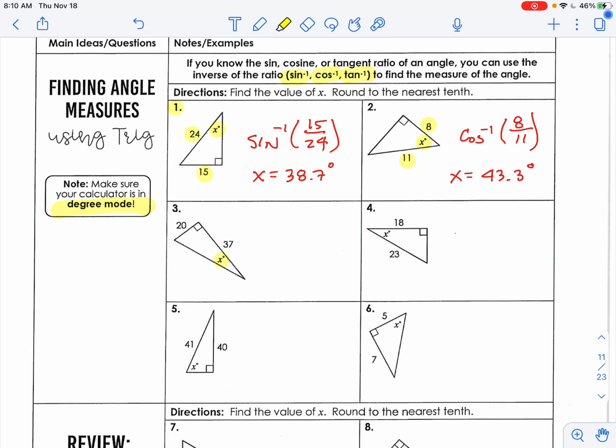Number 3, again, angle of interest. Do I have a hypotenuse? And the answer is no. So if you've been following, that means it is the tangent function, right? Because there's no hypotenuse. So what leg is this? That's the opposite leg. This is the adjacent leg.